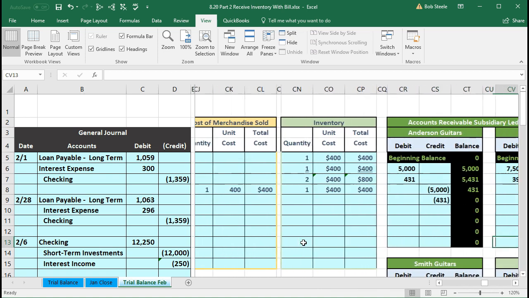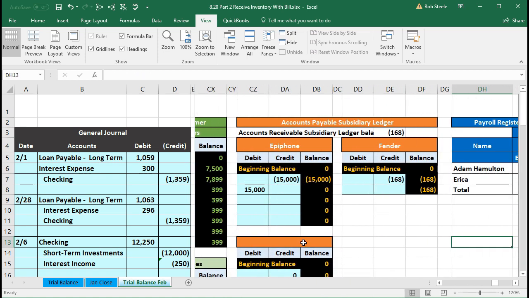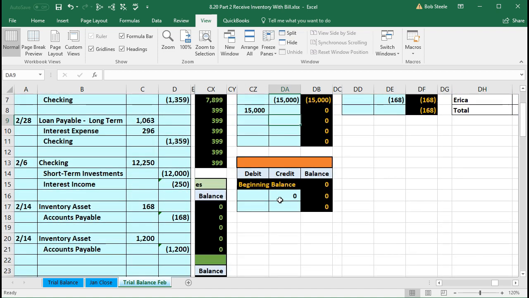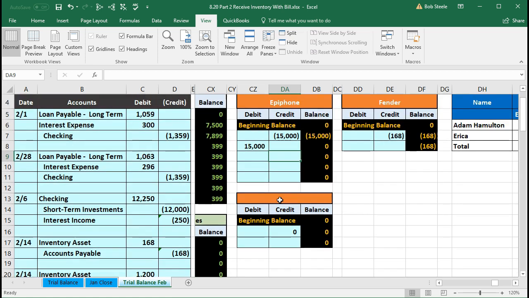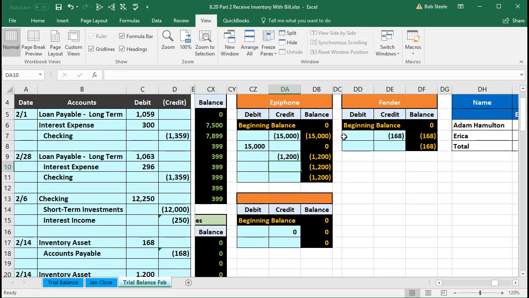So we're scrolling back over to the subsidiary ledger, and we have Epiphone. So there's Epiphone. We're just going to record the same journal entry. It's basically another subsidiary ledger here. So we are in DA9, and we're going to say that that equals, and we're pointing to this 1,200, and that's going to increase this balance to 1,200 that we owe to Epiphone.